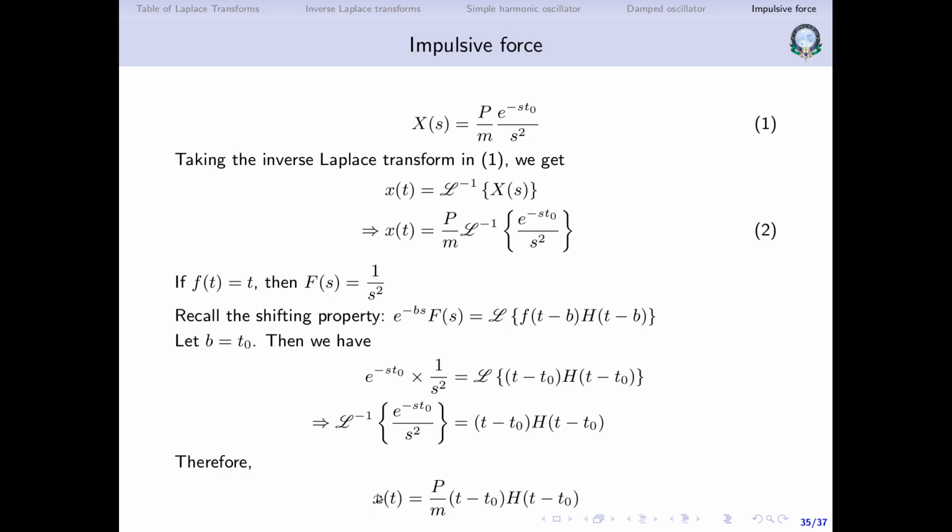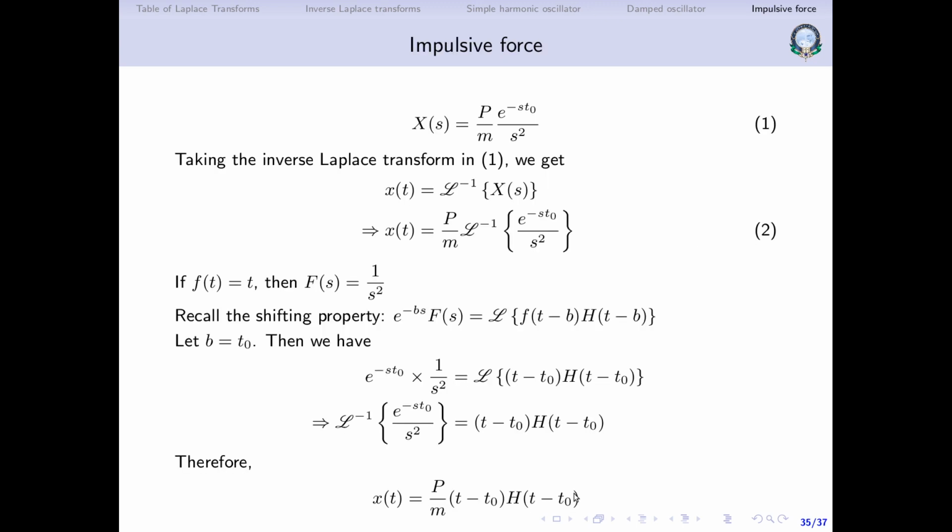So we expect its velocity to be constant. That also can be seen here, because if you differentiate this x with respect to t, dx by dt, then only t minus t naught will get differentiated, and the derivative of t minus t naught with respect to t is 1. So you will get p by m into h of t minus t naught. So the velocity is also constant for t greater than t naught.